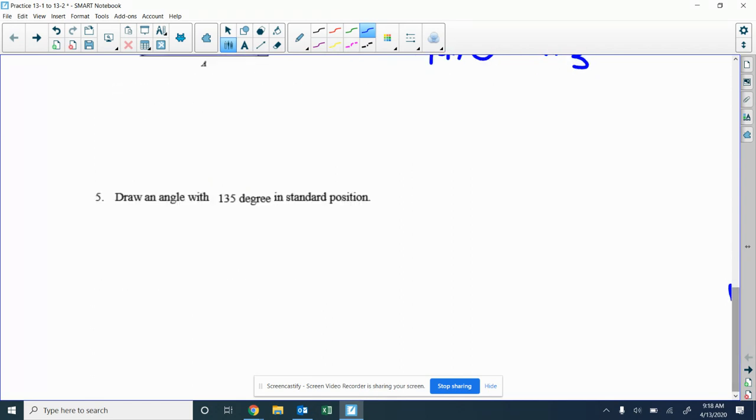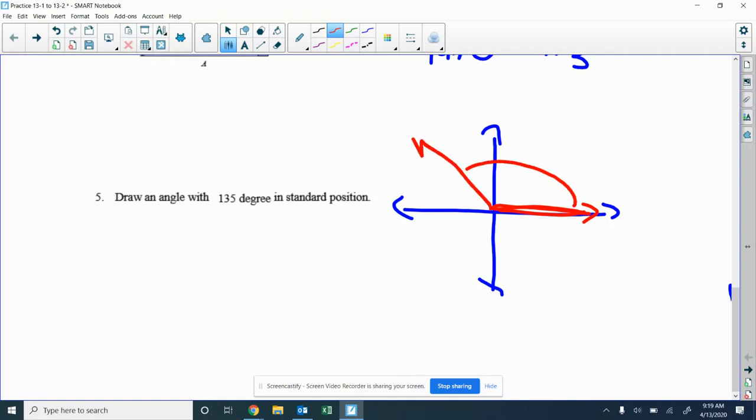Draw an angle in standard position now. Okay, so we'll draw an angle with 135 degrees in standard position. So again, we're going to start with our X and Y axes. It always starts on the initial side, which is this right here. And we're in standard position, which would be right over here. And that would be a 135 degree angle. And that's all you need to do for that particular problem. Sometimes you might overthink that one, but that is it. So there's 1 through 5.